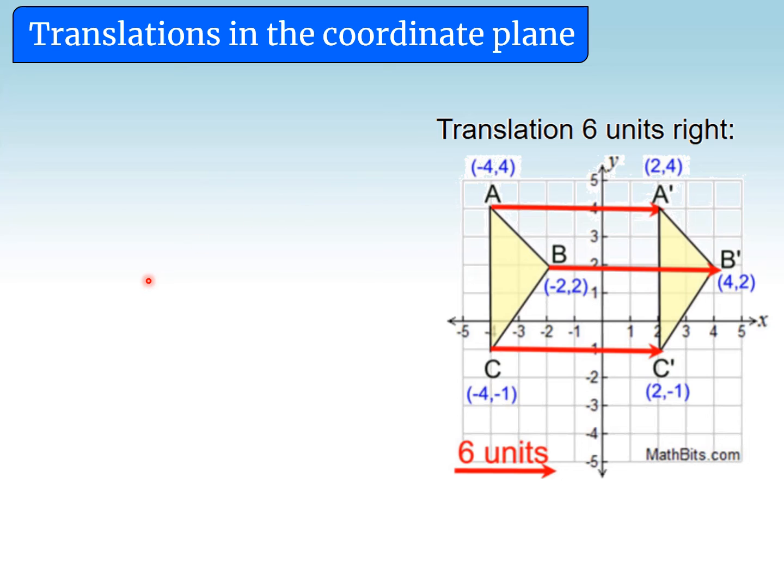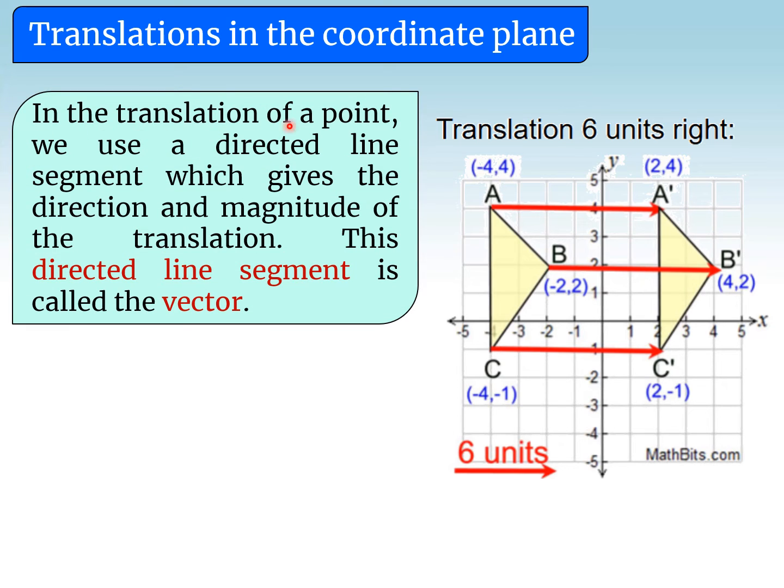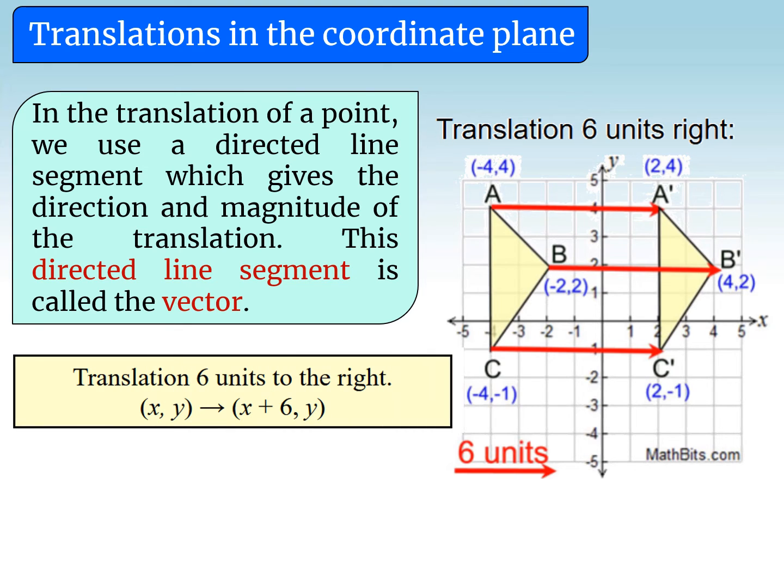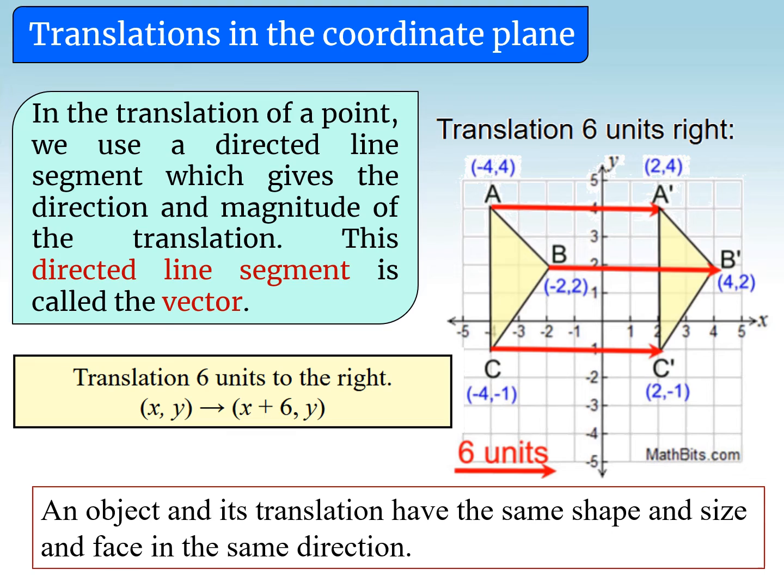Now, translation in the coordinate plane. In the translation of a point, we use a directed line segment which gives the direction and magnitude of the translation. This directed line segment is called the vector. So the vector will tell us if it's to the right, to the left, down, or up. Translation 6 units to the right means that if you have your x and y coordinate, we will be adding 6 to your x coordinate and you just copy y. An object and its translation have the same shape and size and face in the same direction.